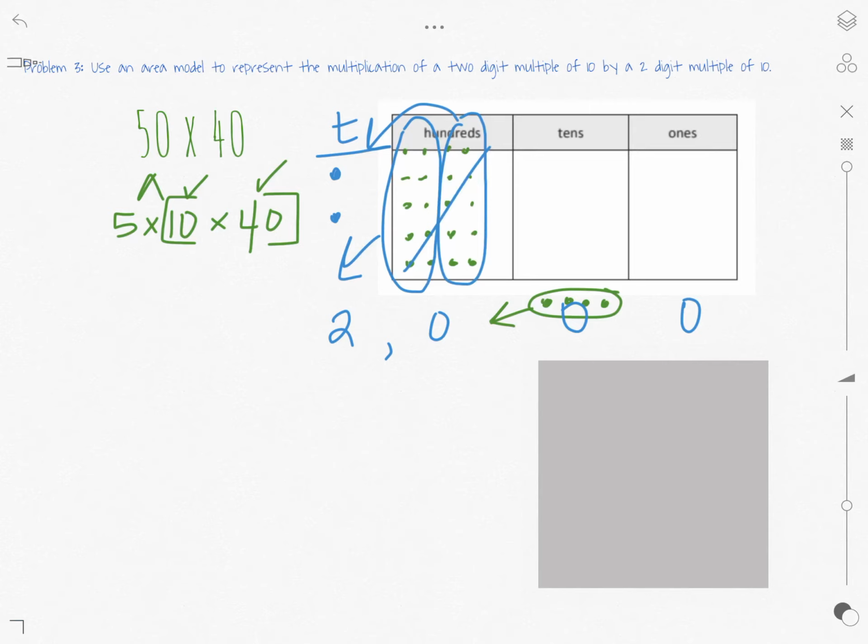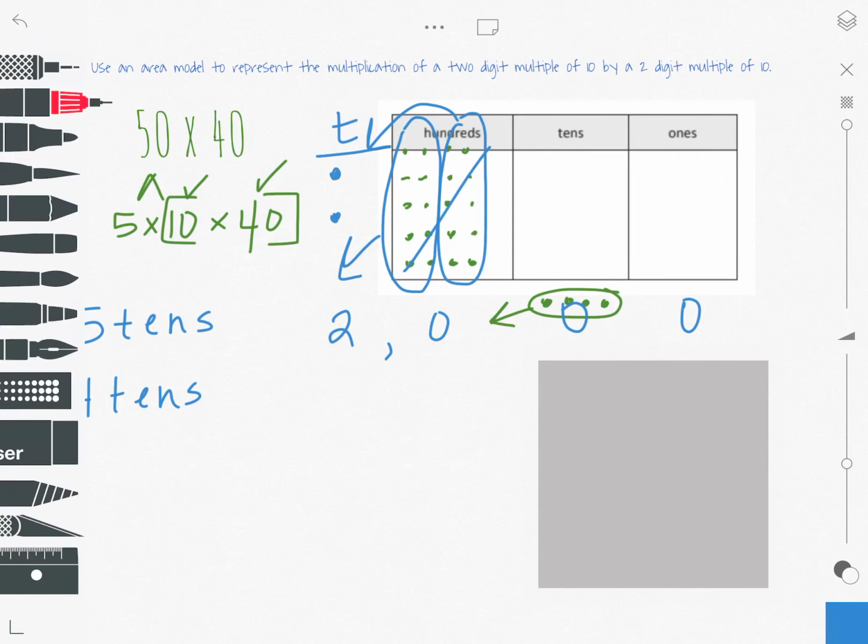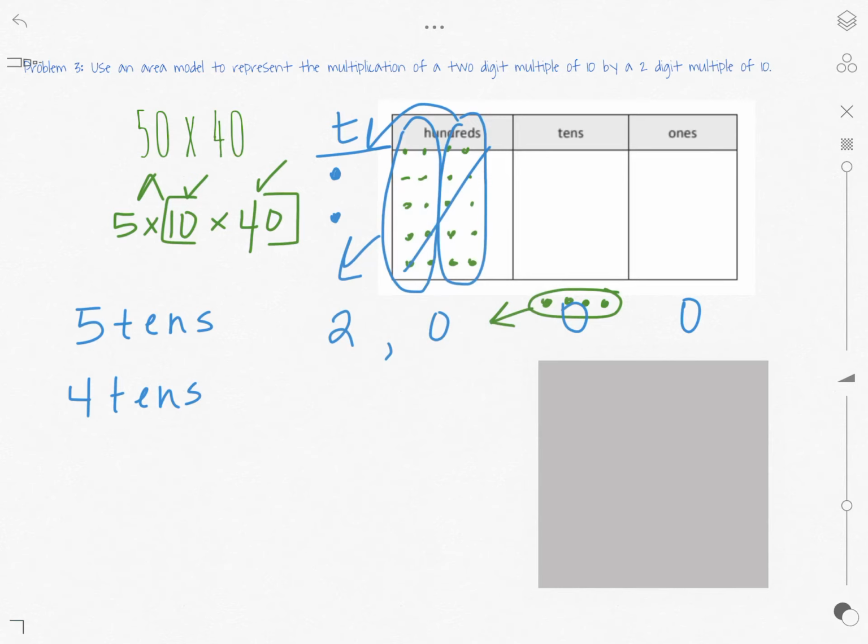Okay. Now, when I do my area model, if I do it correctly, it should give me the exact same answer. So I'm going to think about, I have 5 tens, and I have 4 tens. So on the top, I'm going to change my color so you can see a little bit better. On the top, I'm going to show my 5 tens. And on the side, I'm going to show my 4 tens. Now remember, that's key because that tells me how many sections I'm going to split it into.